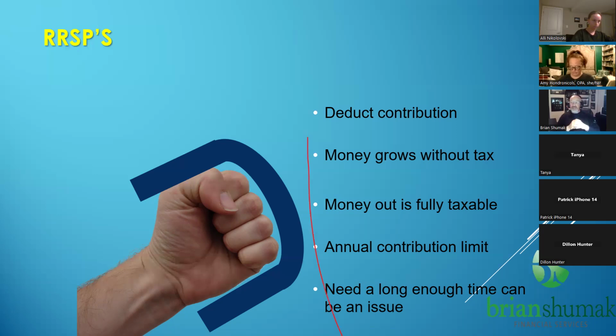Second thing that you have to understand is that your money grows without tax. So when you put it into the investment and the investment grows, when it's in an RSP, it's sheltered.